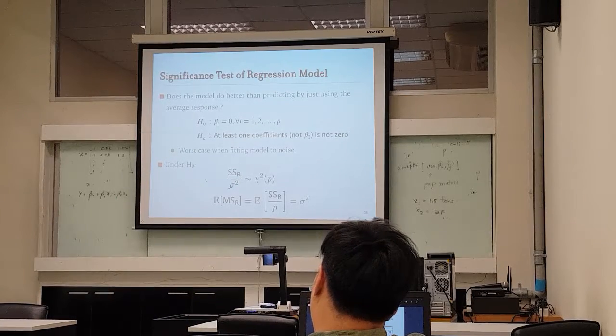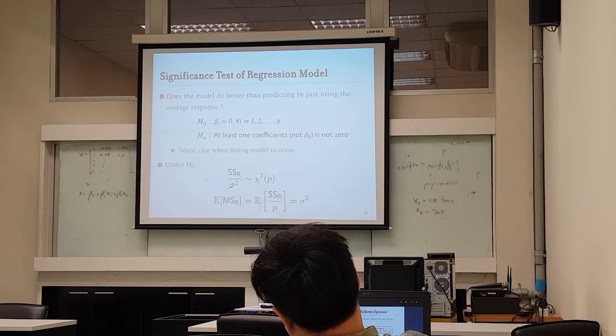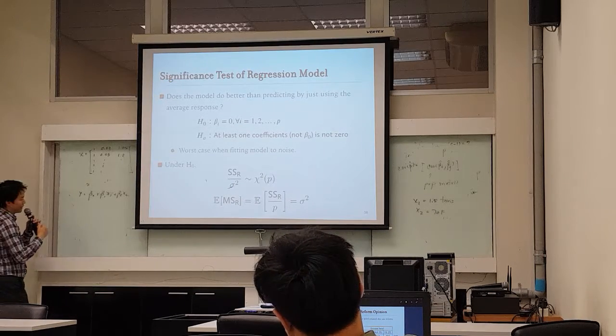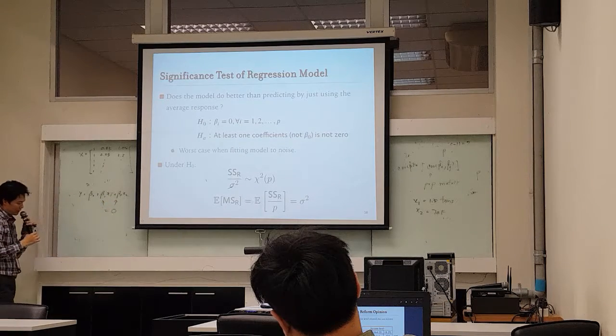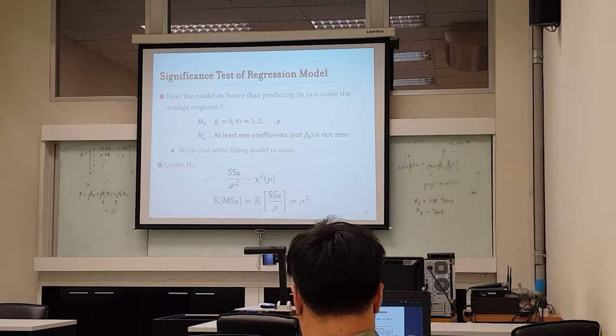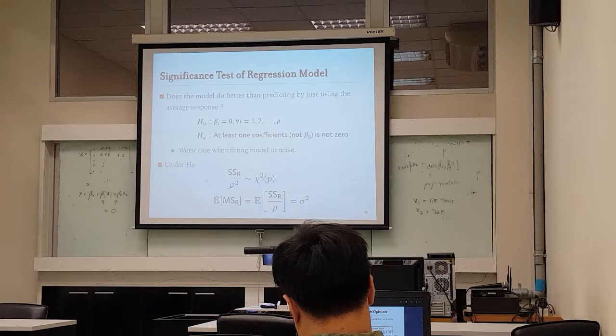If the average of the data is as good as the regression model, it means these two terms will be 0. That is, your model predicts a constant. You use the average to predict y. That is, beta 1 and beta 2 are 0. So your hypothesis for significance of the regression model is beta i is 0 for i from 1 to p.